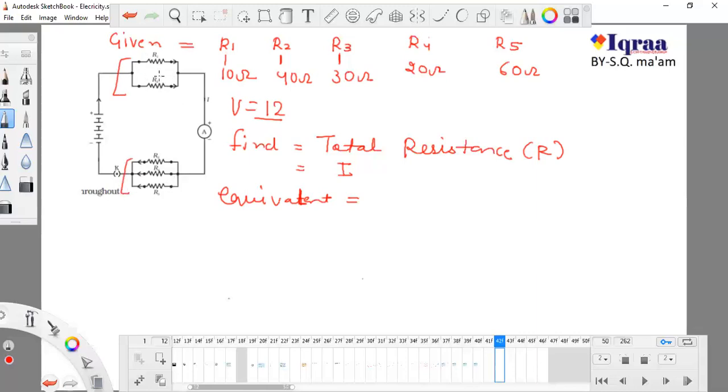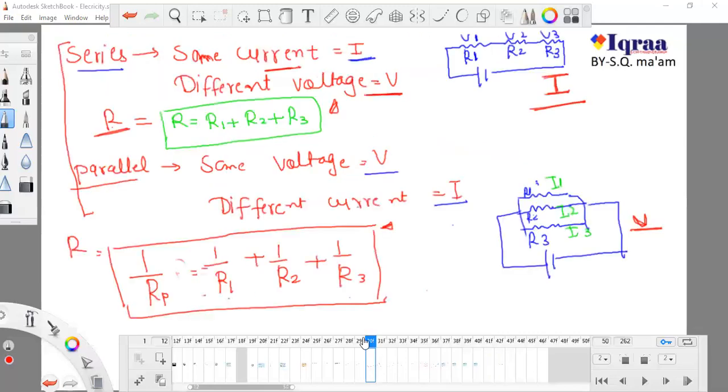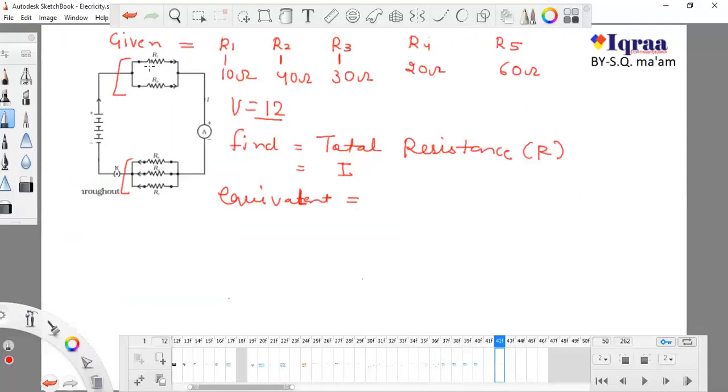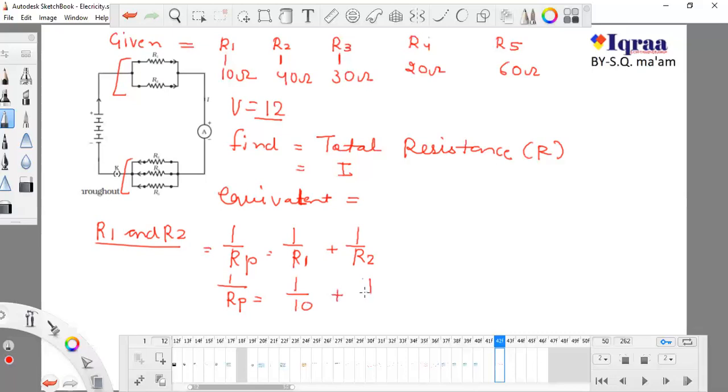First of all, join them with parallel. So this is my formula for doing things in parallel, and I'm writing this. For R1 and R2, they both are in parallel. So 1 upon Rp is equal to 1 upon R1 plus 1 upon R2, which is 1 upon 10 ohm plus 1 upon 40 ohm.